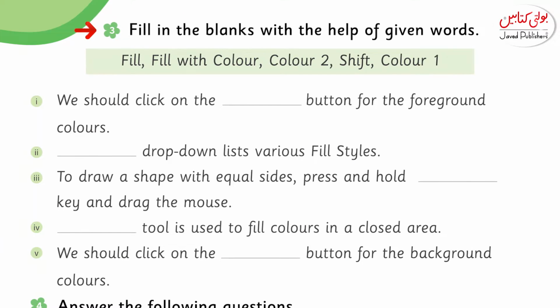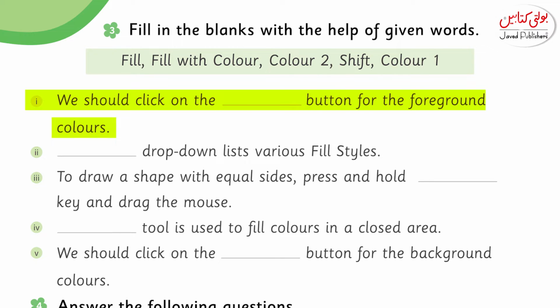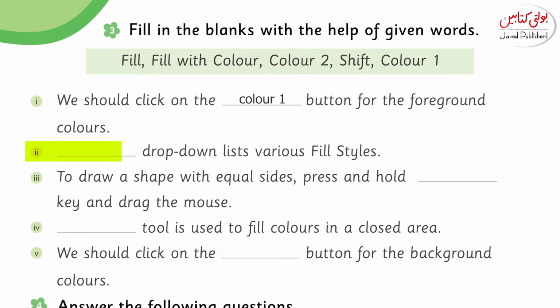Question number 3, fill in the blanks with the help of given words. The words are fill, fill with color, color 2, shift and color 1. Blank 1, we should click on the dash button for the foreground colors. Color 1. Blank 2, dash drop down, list various fill styles. Fill drop down.